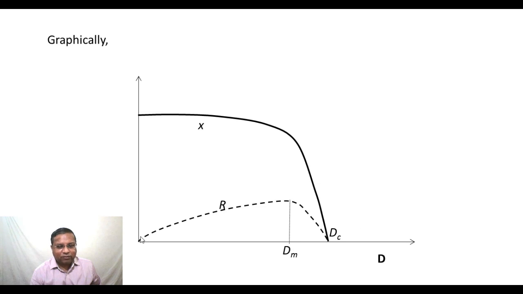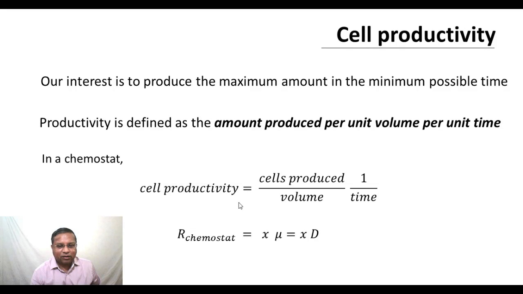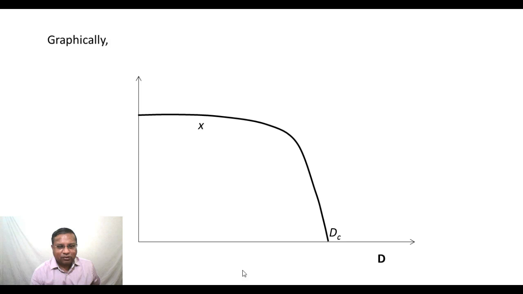The productivity will go something like this. It will go on increasing, going by the earlier equation, X into D. So it goes on increasing till it reaches a maximum productivity at dm, and then it will actually drop till the point of the critical dilution rate where it becomes 0. There are no cells coming out, so the productivity needs to be 0 there.